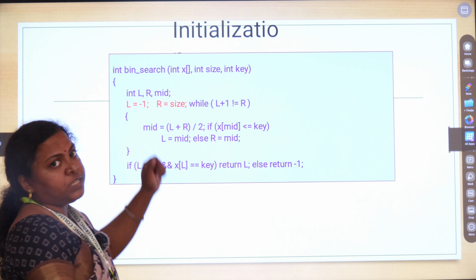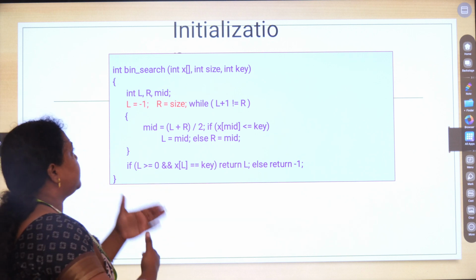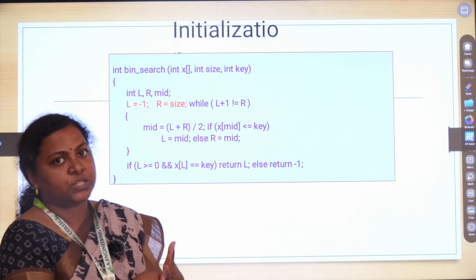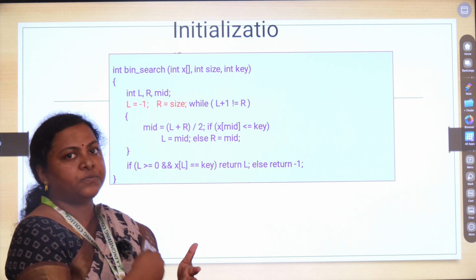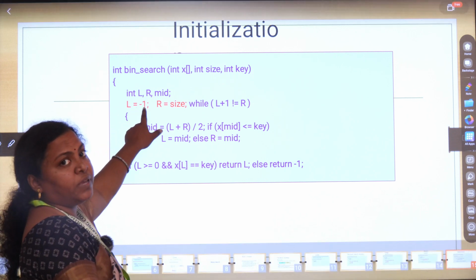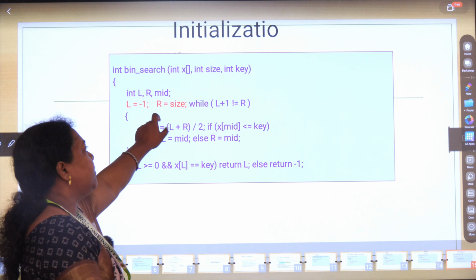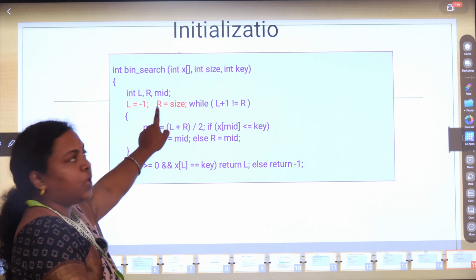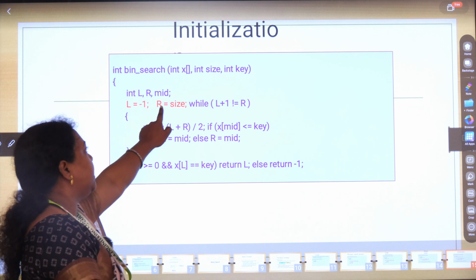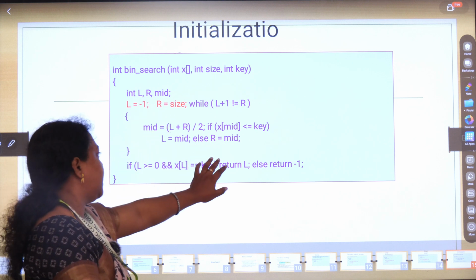In this initial condition, when we take the values as L and R, there is an initialization of values for L and R, which is very important. The initial value of L will always be -1, and the initial value of R will be the size, because L is the initial element, the first element, and R is the last element in the array.